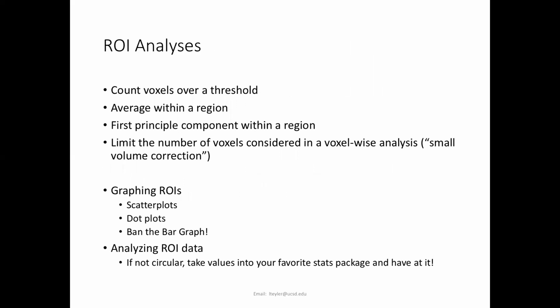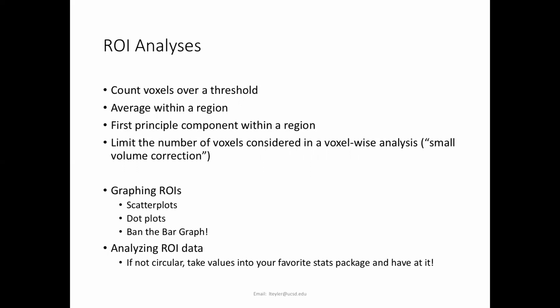So let's say that you have your region of interest, like the boundaries of a cluster that you found to be significant, or the boundaries of some kind of anatomical area, either in an atlas or hand-drawn or whatever. What can you do to summarize the data within a region of interest? So one of the things you can do is count the number of voxels within that region that exceed a certain threshold.